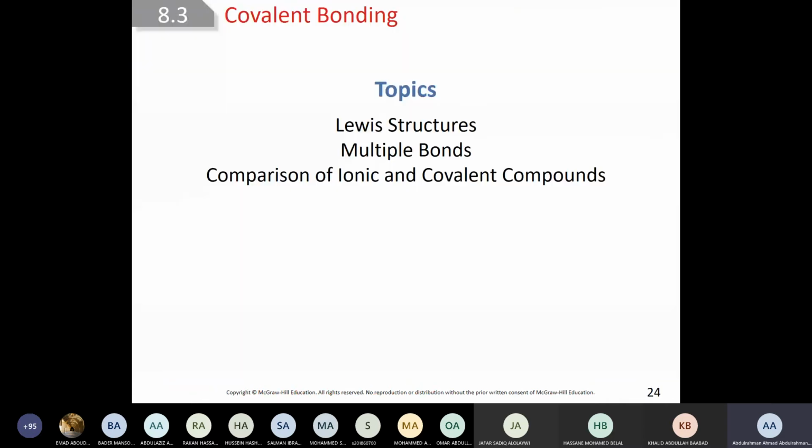Good. Done. Now, Lewis structure. What's Lewis? First, what's the meaning of Lewis dot symbol?